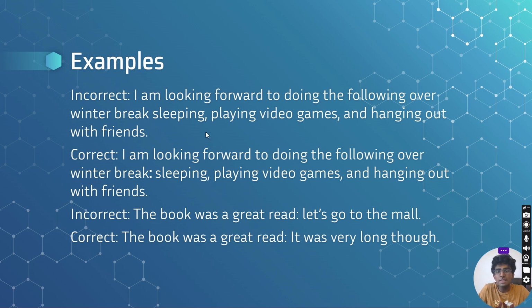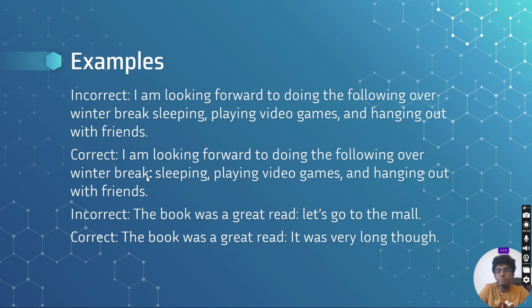So I see: sleeping, comma, playing video games, comma, and hanging out with friends. These are all list items because they're separated by commas. So I'm thinking, okay, I want to use a colon here, but we just want to make sure that this first part is an independent clause. So: I'm looking forward to doing the following over winter break. That is an independent clause.